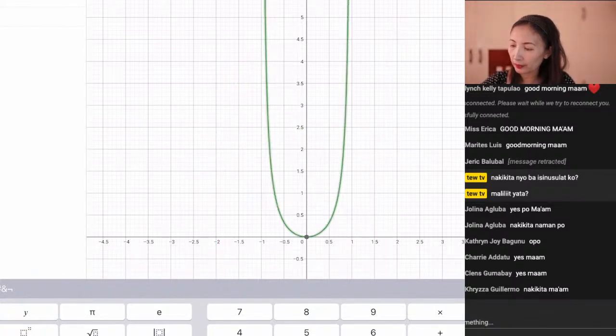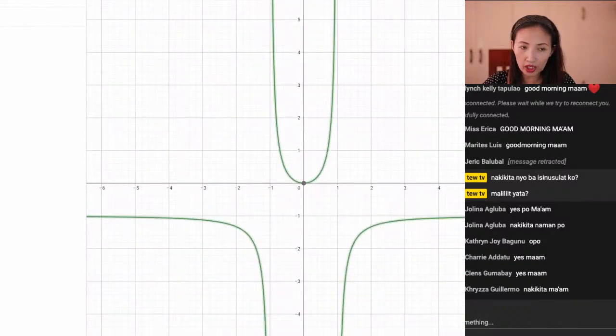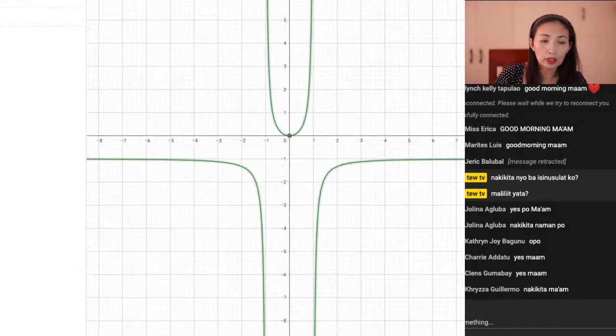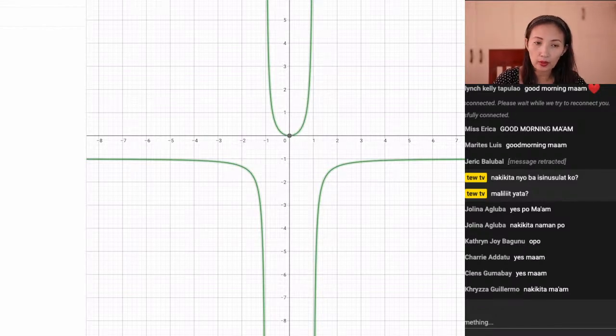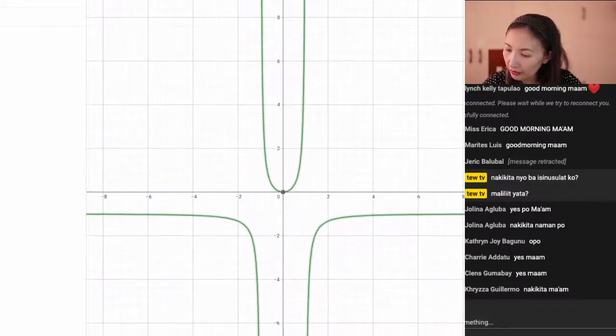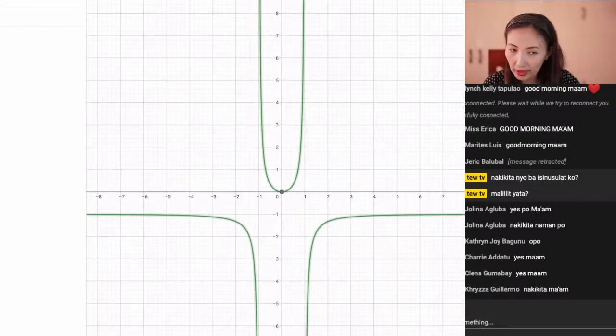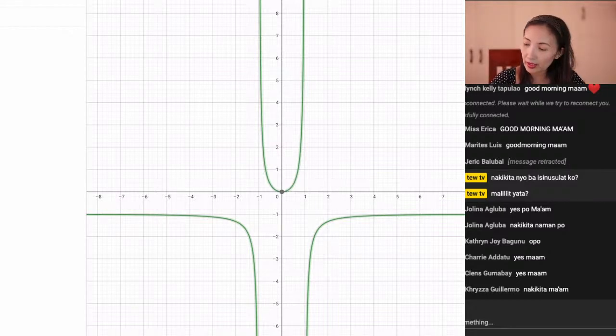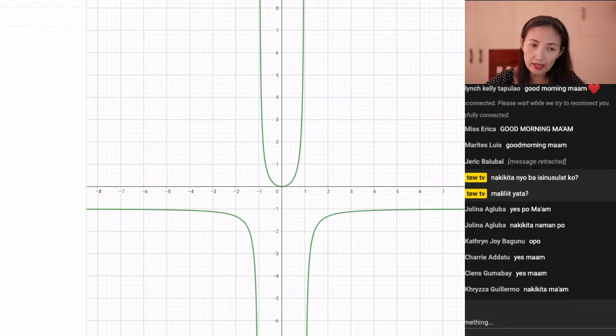Okay, so compare. Now look at the function that is generated by GeoGebra and compare it to the function that we have just drawn. Are they the same? Are they equal? See, the graph will never touch the line y equals negative 1 because this is the horizontal asymptote, and these lines are the vertical asymptotes.